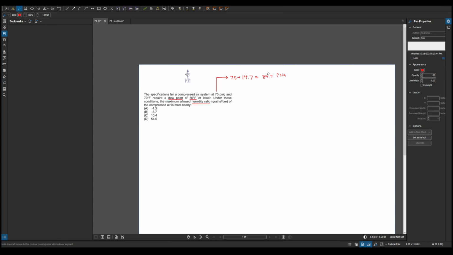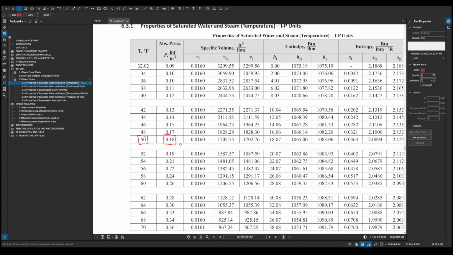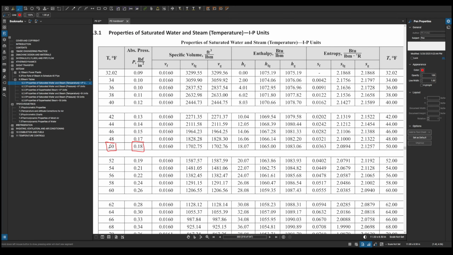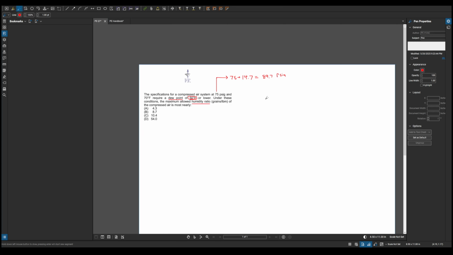Okay, now we need to find the vapor pressure at 50 degrees. So if we go to our PE handbook and we go to steam charts, steam and temperature, you can see here at 50 degrees, our absolute pressure, which is essentially our vapor pressure, is 0.18. So pressure vapor equals 0.18.